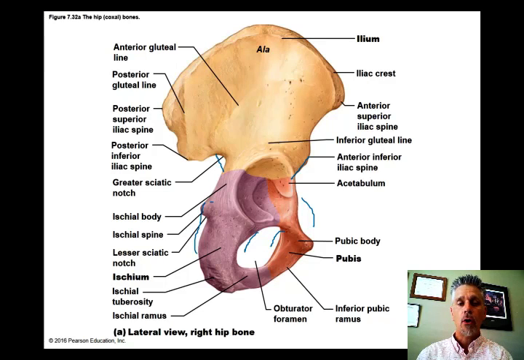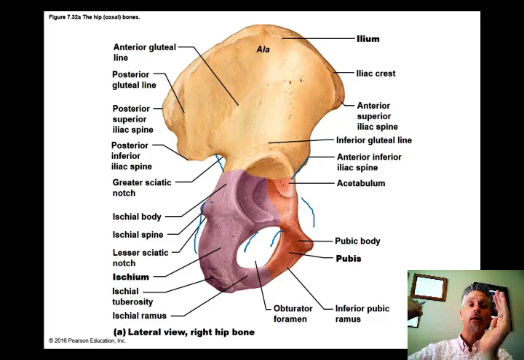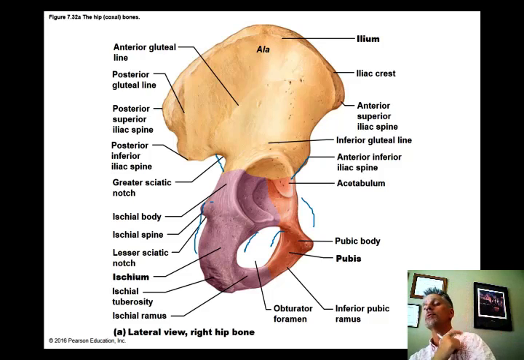So they all contribute to this major depression right here, which is called the acetabulum. The acetabulum is the big socket that the head or ball of the femur goes into to form that hip joint. So again, much deeper compared to what we saw with the glenoid cavity of the shoulder, more stability.